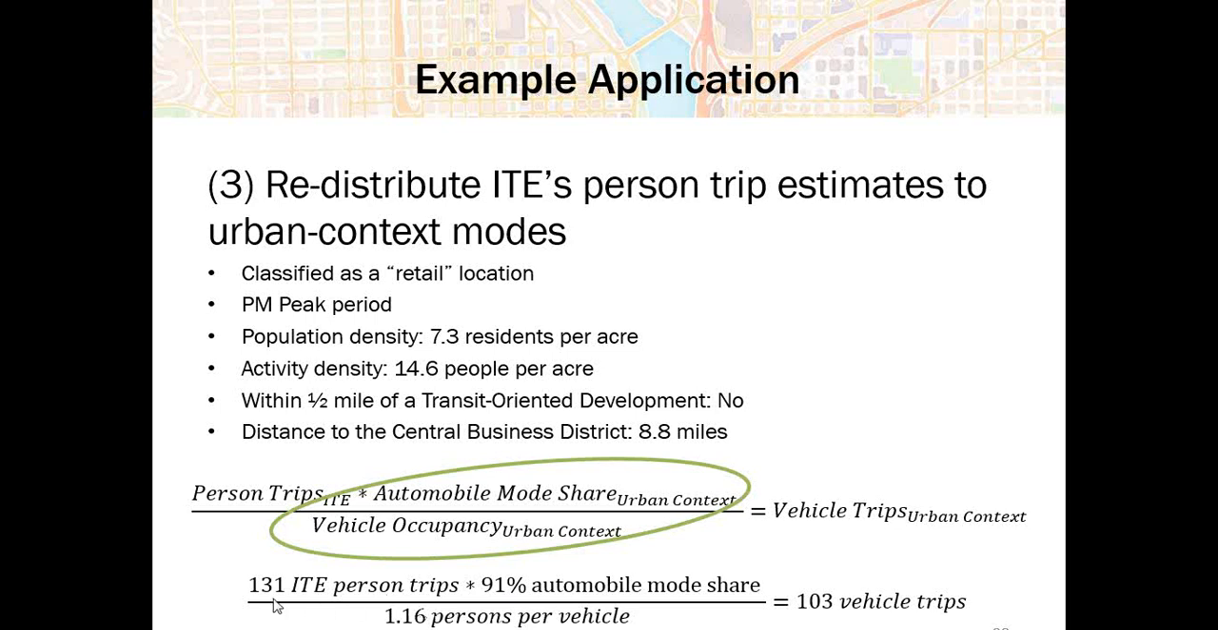And using this equation to convert ITE's estimate of person trips to an estimate of vehicle trips adjusted for urban context, we get 103 vehicle trips for our hypothetical convenience market example.